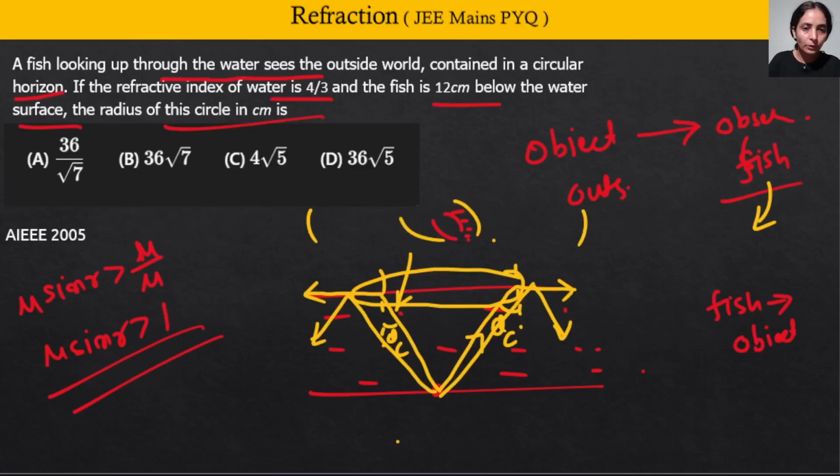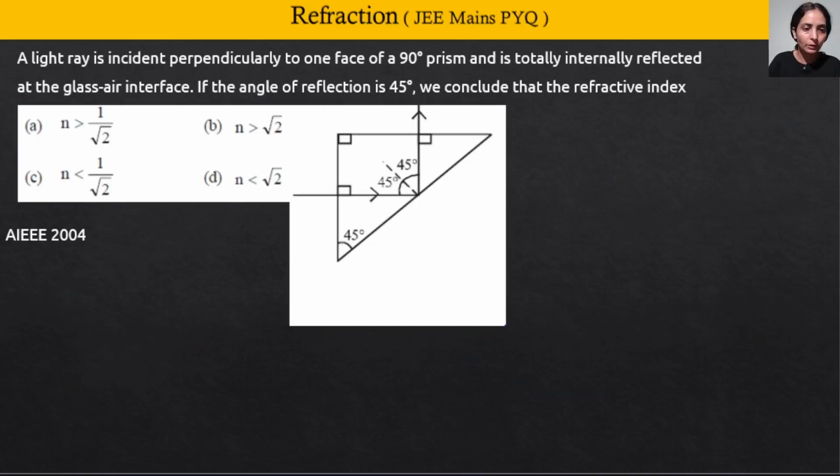Then so what is going to be the answer? 36 by root 7, A. Then I hope you have understood the concept. Let us now deal with the last question. So question क्या कह रहा है? Again total internal reflection से question है.